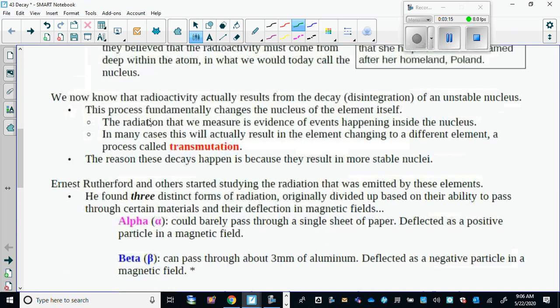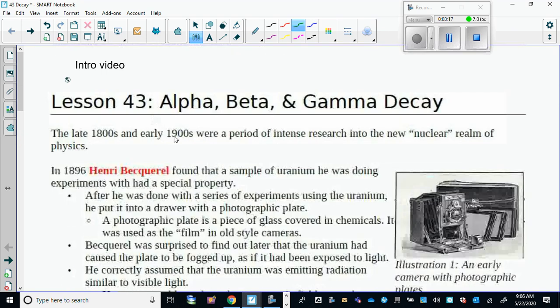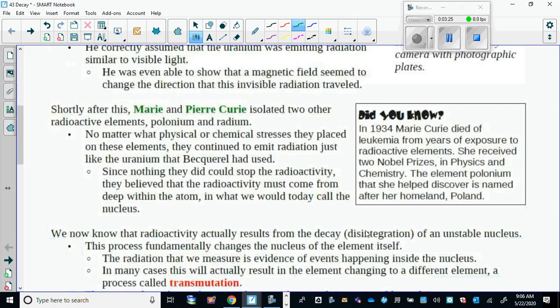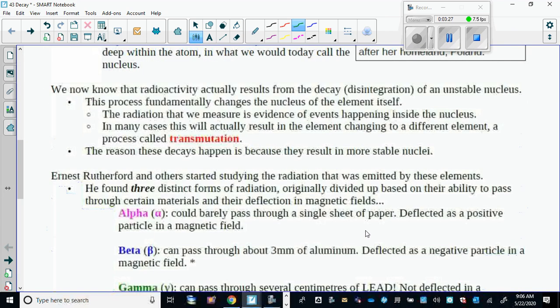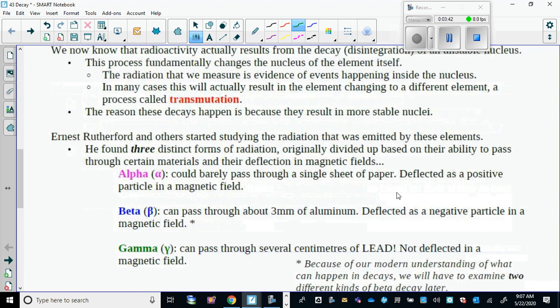Okay, so let's go back up to here and discuss the types of decay. The 2 most common ones we're going to discuss are the first 2, alpha and beta. And I just discussed alpha decay. Alpha decay is when an element ejects basically a helium nucleus, 2 protons, 2 neutrons, or an alpha particle, and it transmutates into another atom, usually a more stable nucleus.